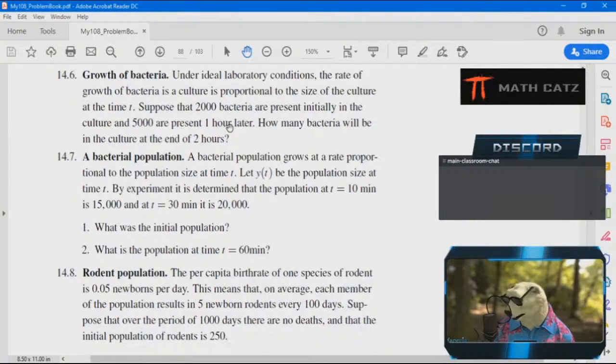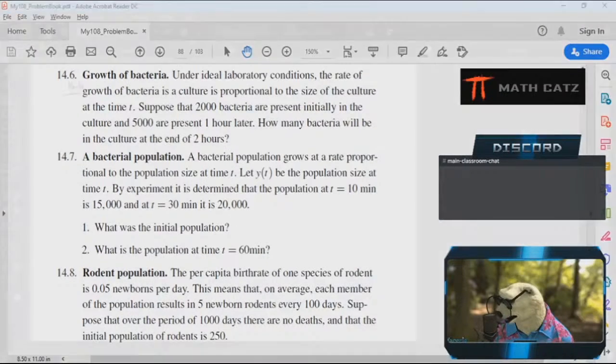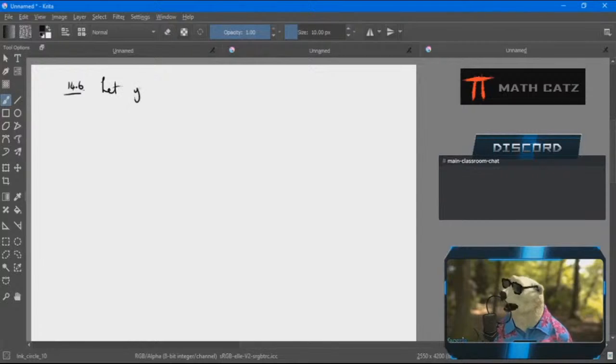But in general, if I'm going to use anything that they didn't define, I have to define my variable at the very start, which is usually the population size function. I don't have to call it n, I can call it something else. Let's call it y in this case. Let y, which is going to be a function of time, represent the population size, the number of bacteria, at time t.